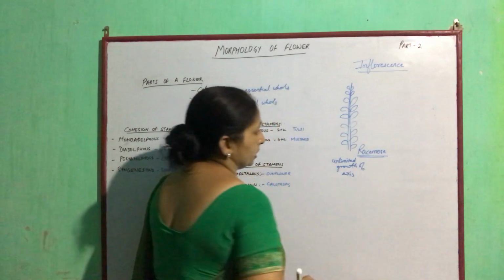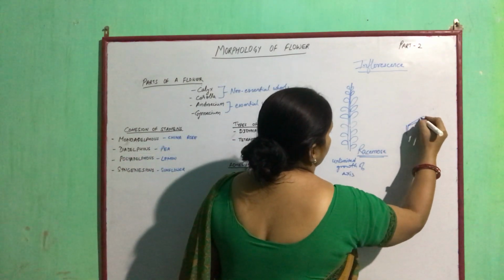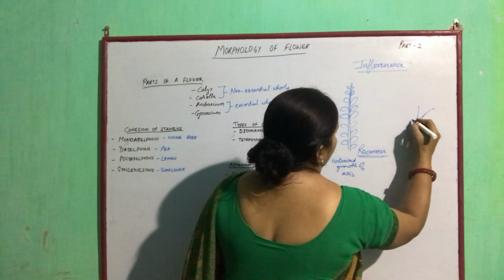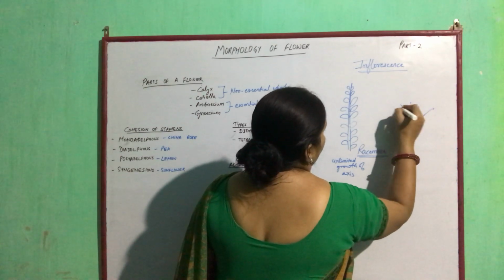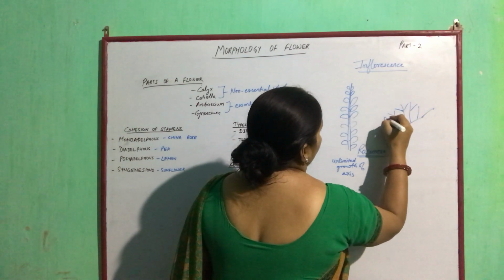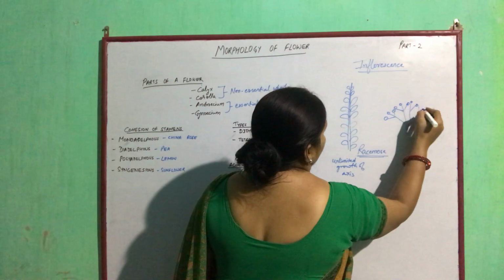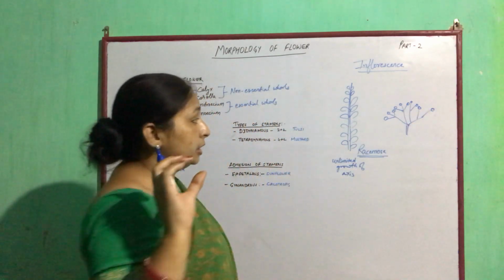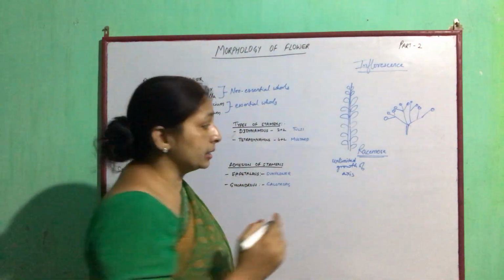If the main axis gets branched and they bear flowers like this, the arrangement may be different, but the growth of the main axis is very less. So the growth of the main axis is less.